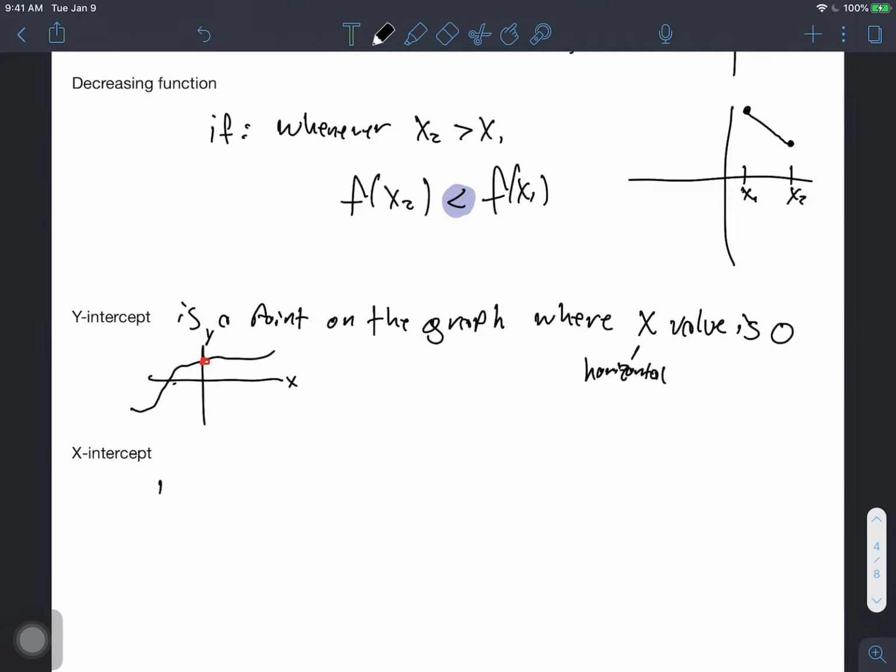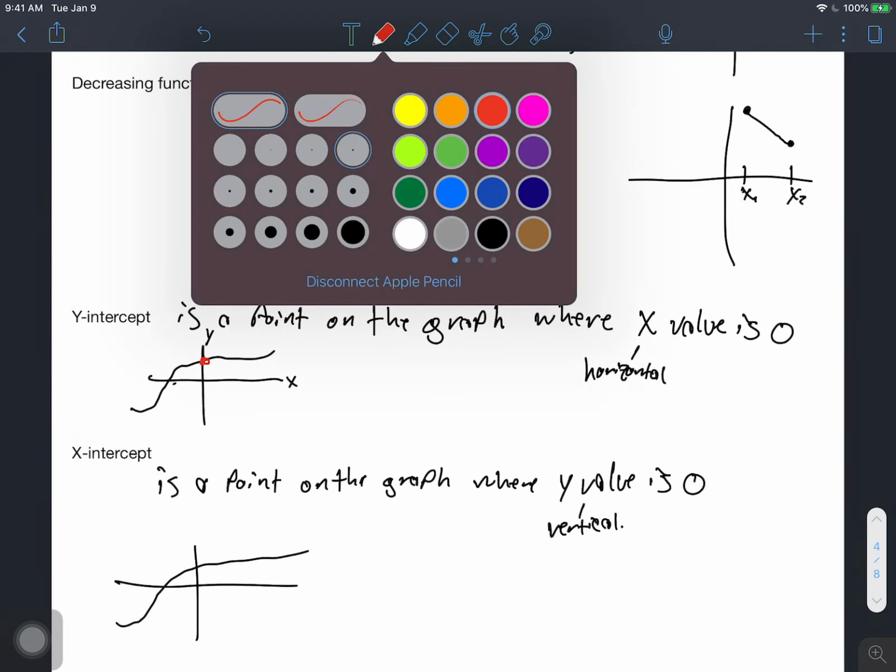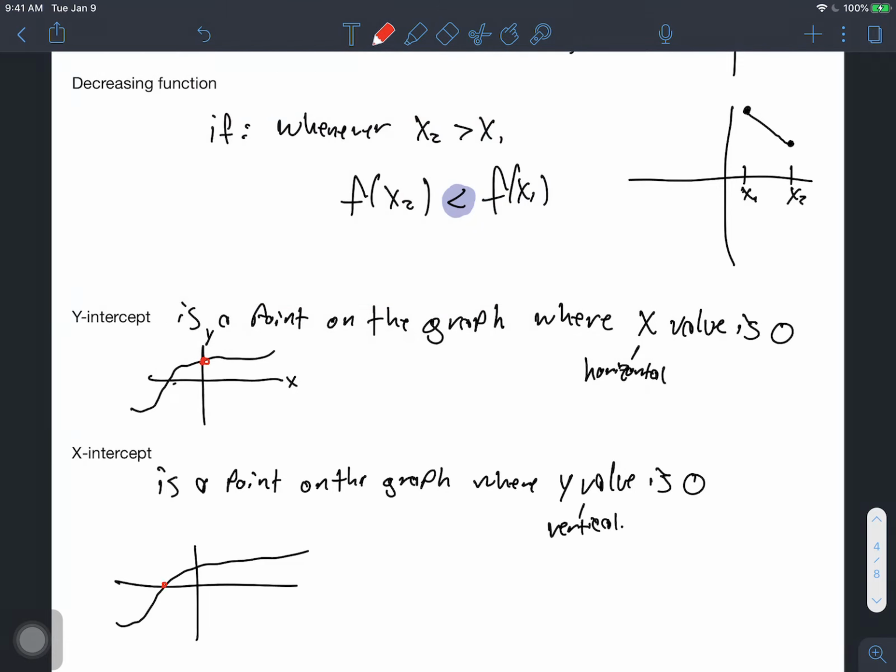An x-intercept is going to be a point on the graph where our y value is 0. And this is our vertical descriptor. So what does an x-intercept look like? We'll draw the same kind of function. Our x-intercept is going to be right here, where we cross the horizontal axis. Okay?